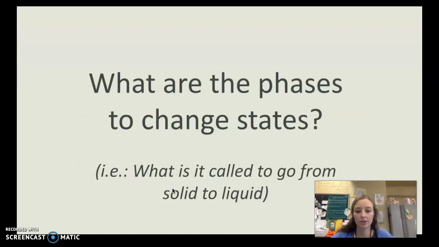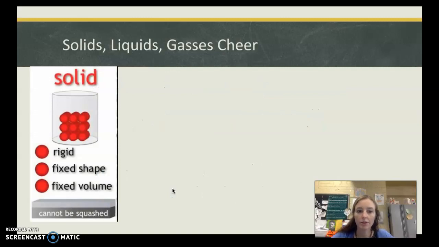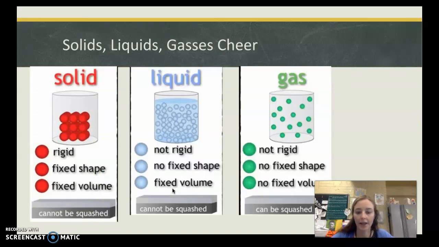What are the phase change states? For example, what is it called to go from a solid to a liquid? Write these down, as many as you can think of. So, again, here's the solid, liquid, and gases.